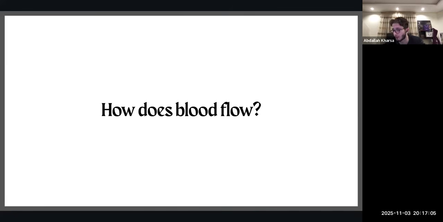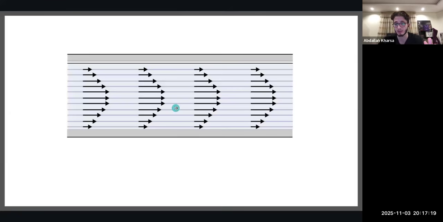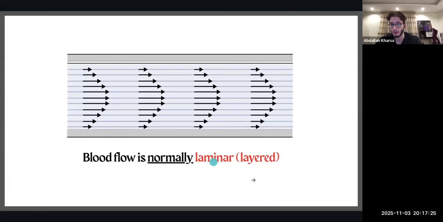We talked about all these properties of blood, resistance, compliance, a million things. How does the blood actually flow? What are the different ways blood can actually flow through your body? Normally, you have a vessel, your blood flows like this, literally in layers. And it's the most organized thing on the planet. It flows in layers. Another word for layered is laminar, so it's called laminar flow.